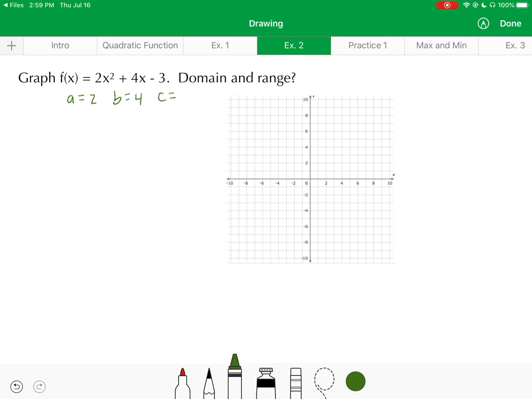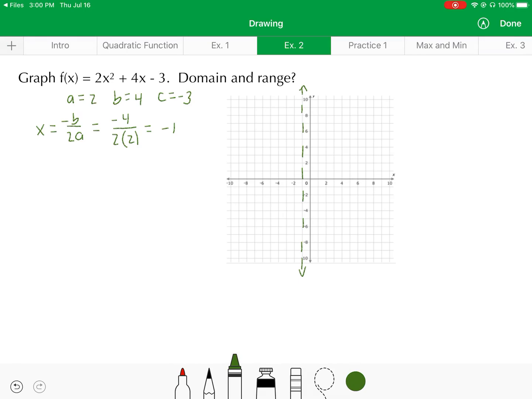And then your c value is always the constant, okay? So we're going to begin by using that formula for the axis of symmetry. It's x equals negative b over 2a. So for this particular function, that would be negative 4 over 2 times 2, and that's going to simplify to negative 1. Okay, so right away I can tell you the symmetry is taking place over this line.